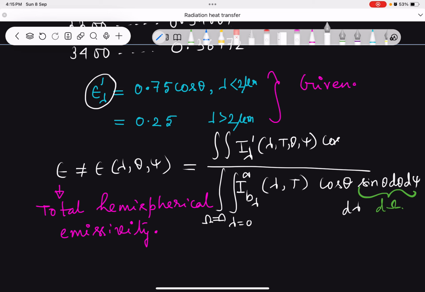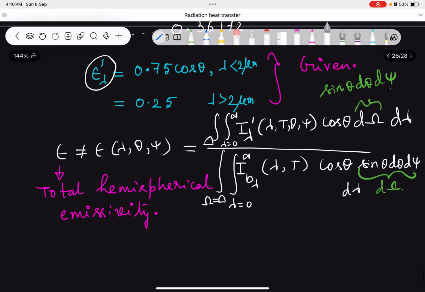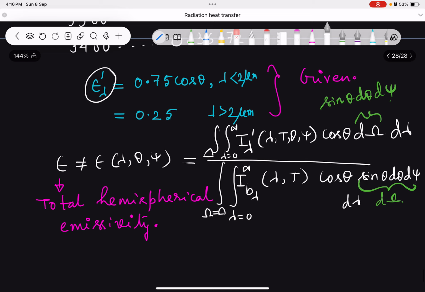Again we have to multiply a cos theta here, and obviously d omega, and this d omega is nothing but sin theta d psi. Also we have to multiply with d lambda. We integrate for lambda equal to 0 to infinity and over the hemisphere. This is the basic definition of total hemispherical emissivity. Clear? Now you will argue that in this definition I am nowhere having epsilon lambda dash, the spectral directional emissivity. So how can I have that?